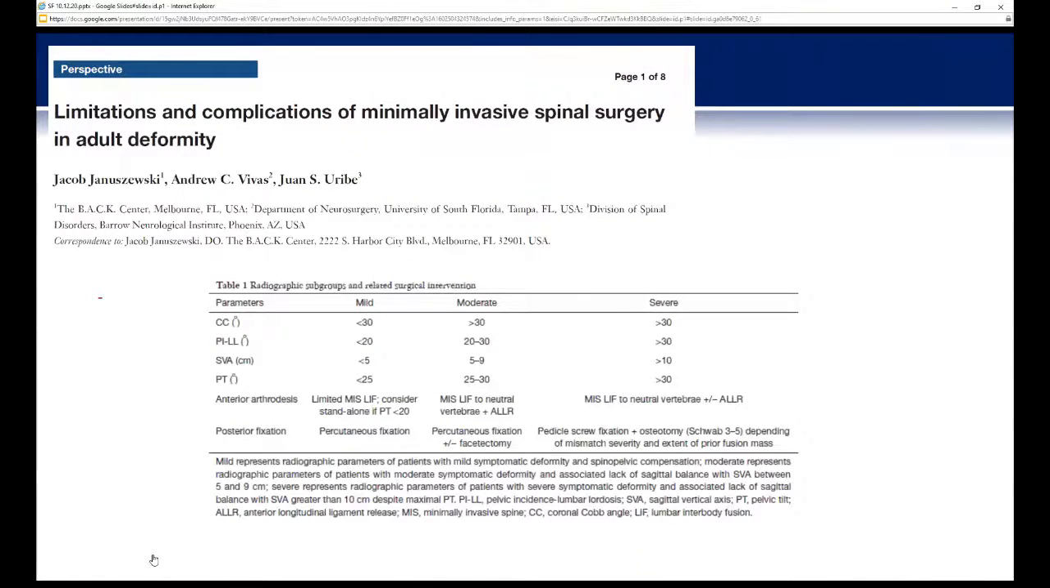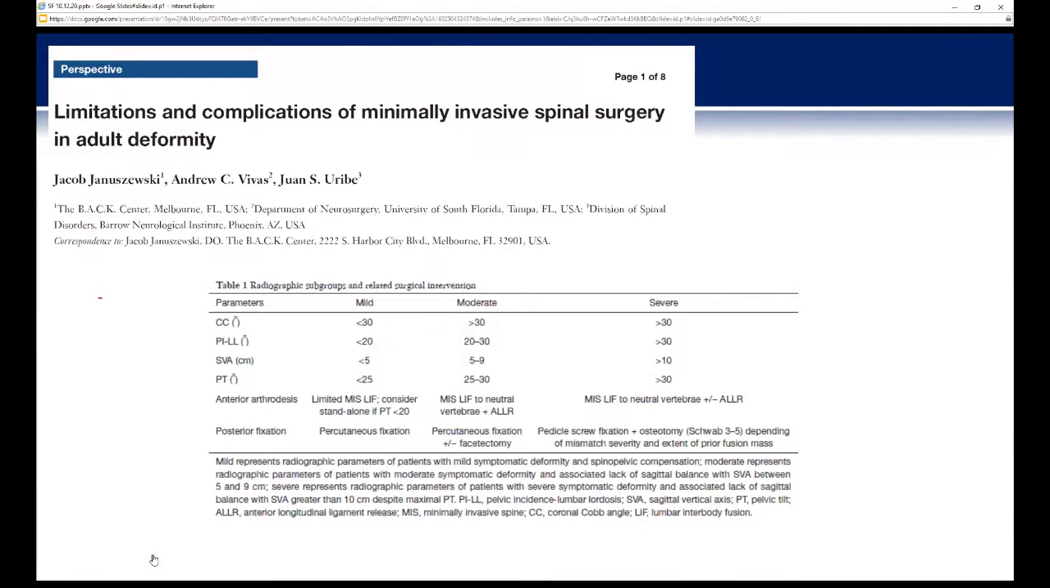But that being all said, the question really in my mind is what are the complications associated with these types of surgeries, and what are the limitations? This was a paper by Dr. Uribe. This was a recent paper, I think, but basically this table was interesting to me because it showed some of the thought process about what types of patients can be treated with minimally invasive approaches and which types of patients need more invasive techniques, more hybrid with posterior column osteotomies, et cetera.